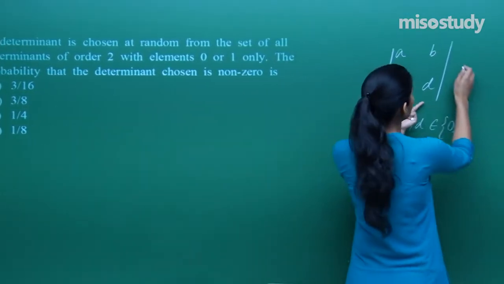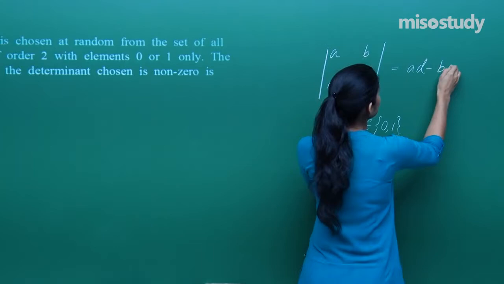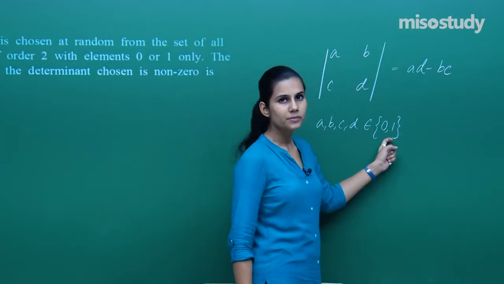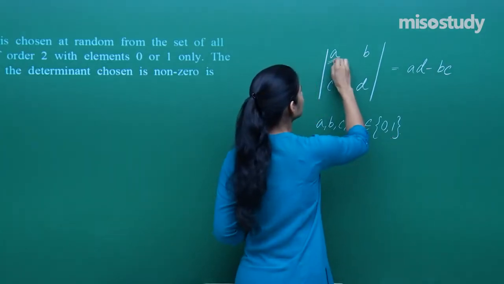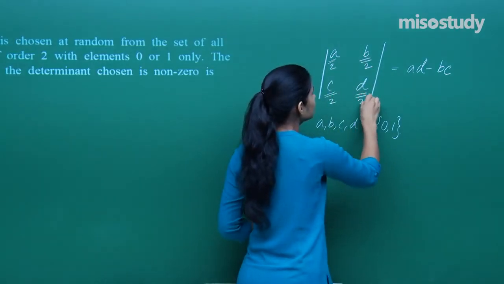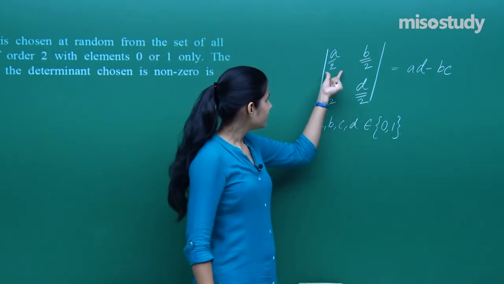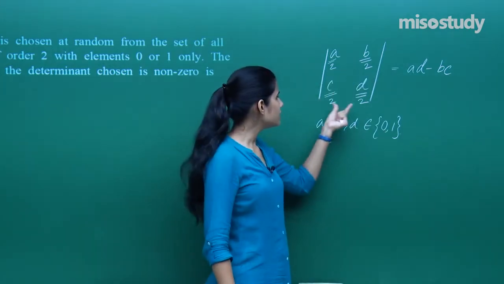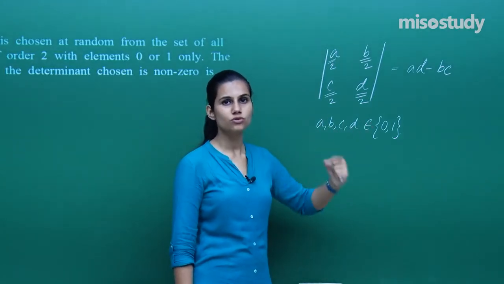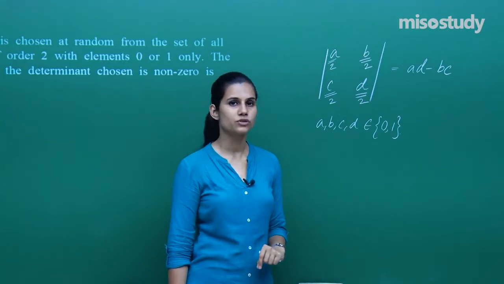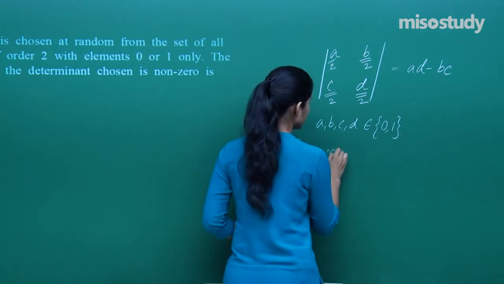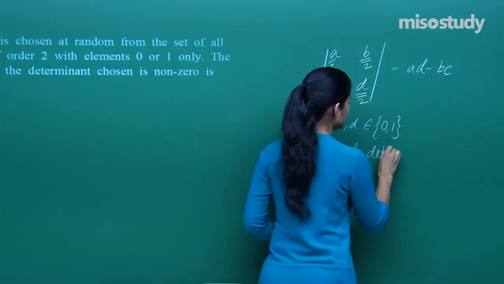So first of all, what is the value of this determinant? AD minus BC. Now over here, if A, B, C, D each is coming from this set, that means A can assume 2 values, B can assume 2 values, 0 or 1, C can assume 2 and D can assume 2. So this place can be filled in 2 ways, this in 2, this in 2, this in 2. So all these 4 places, one after the other, can be filled in 2 into 2 into 2 into 2, that is 2 to the power 4, which is 16 ways. So total number of determinants that you are going to get is 16.